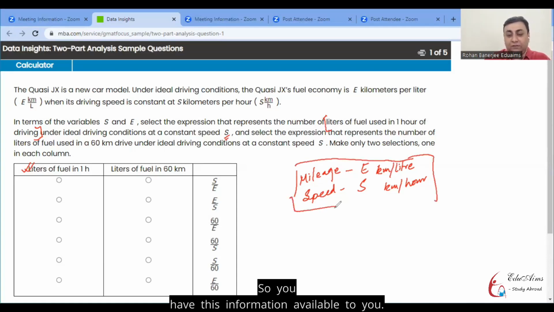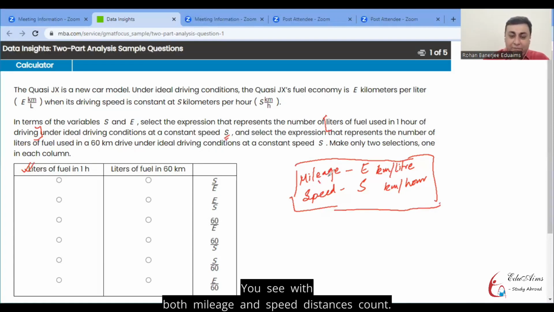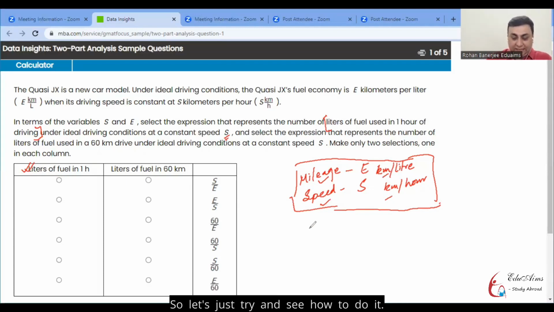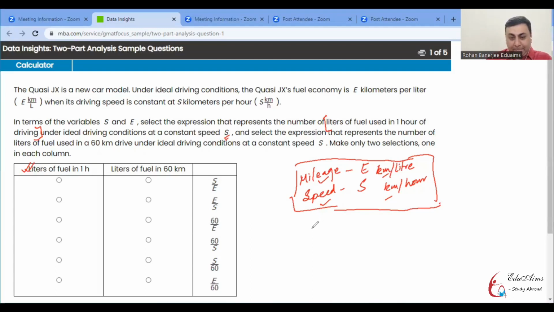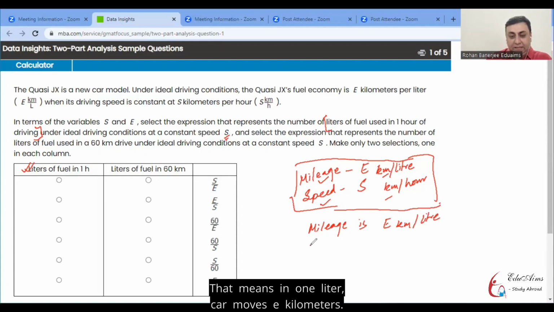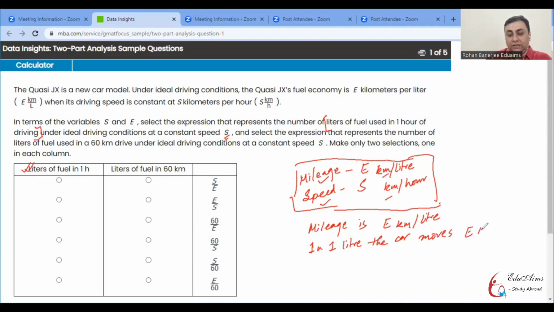So you have this information available to you. You see, with both mileage and speed, distance is common. So you would have to somehow correlate distance and solve this. Let's just try and see how to do it. The mileage is E kilometers per liter, right? That means in 1 liter, the car moves E kilometers.